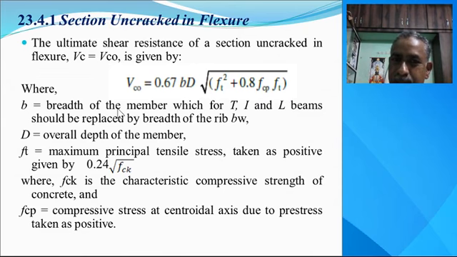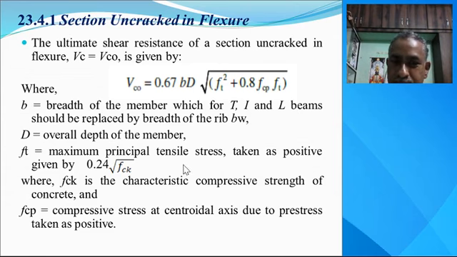Now what is b? b is the breadth of the member, which for T, L or I sections or beams should be replaced by the breadth of the rib of the web. We consider the width or breadth of the web for the different sections. For a rectangular section there is no problem, but for a flanged section we take the width bw as the width of the web, that is the rib, and D is the overall depth of the member.